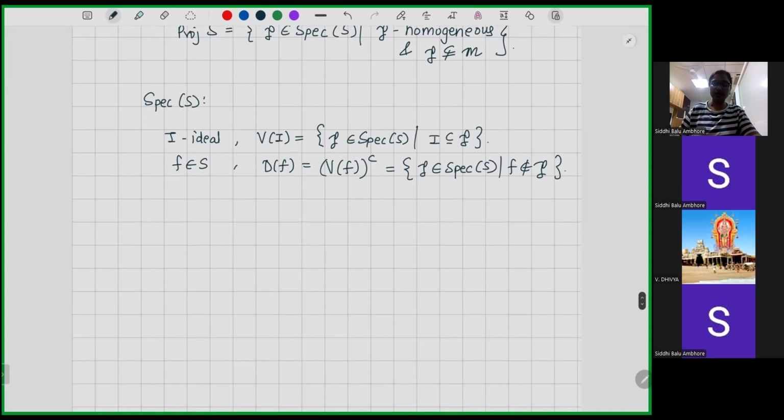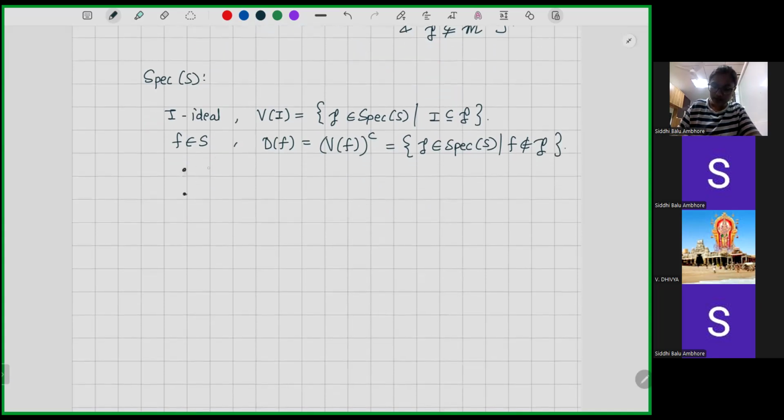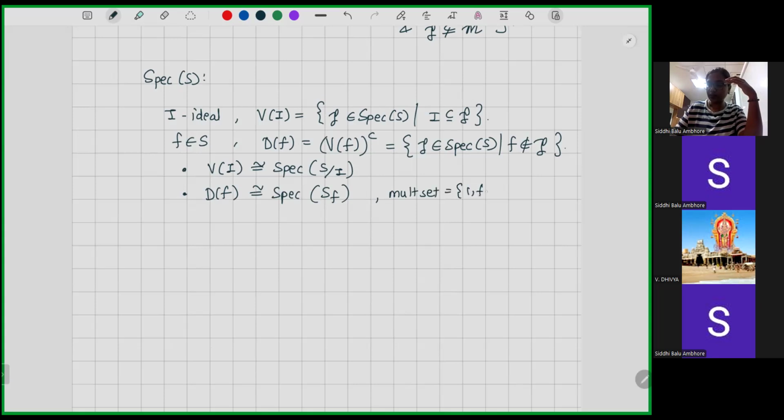And we also have that V of I is isomorphic to Spec of S mod I. Remember, the ideals in S mod I correspond to ideals containing I. So the Spec of the quotient ring S mod I is all the prime ideals which contain I, and these are precisely the prime ideals in V of I. We have seen this isomorphism, and DF is isomorphic to Spec of SF, the localization of S at F, where the multiplicative set is 1, F, F square, and so on.